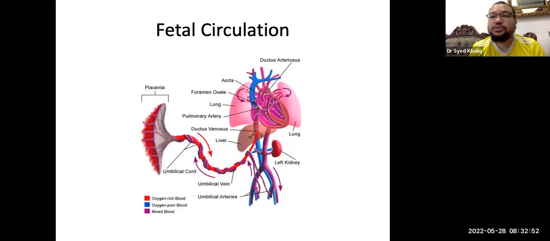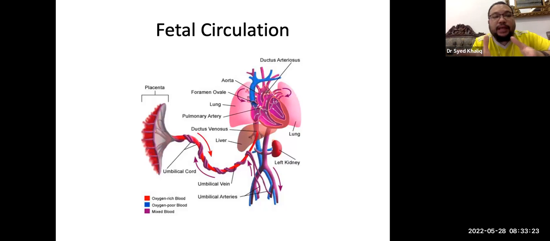Next, what happens? The baby starts to breathe. Baby starts to cry. So what happens when a baby cries? When we want to cry, we have to breathe in first, right? What happens when we breathe in? What happens when we inspire? Our diaphragm will contract. Contraction of the diaphragm causes expansion of the chest. Now, expansion of the chest, what is it called? It sucks air from the environment into the lungs. Right?